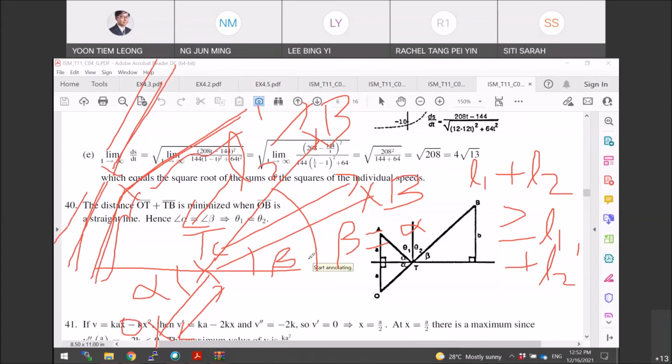So it doesn't really use any minimization procedure. It just uses a geometric argument: if you want to minimize time, you minimize the total length from O to T and from T to B. The total length from O to T and from T to B would be a minimum if the angles of the line segments OT and TB are the same angle. If they are not the same angle, they will not be aligned, and the sum of the lengths will be larger than when alpha and beta are the same. That is how they make the argument.